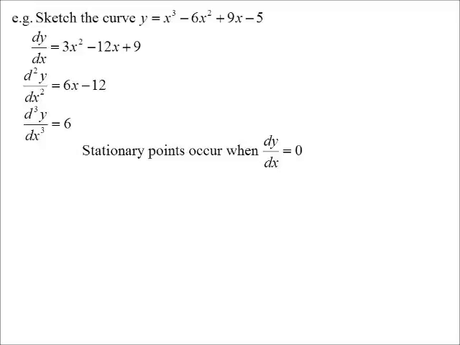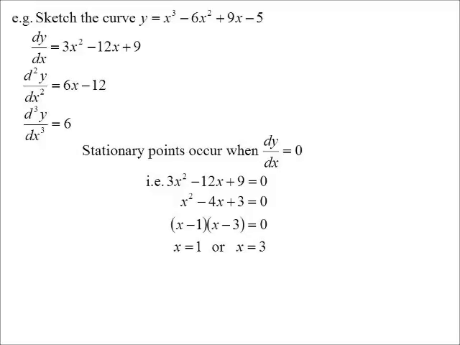Well, it's the same sort of idea. Why am I solving this equation? Well, there's my reason. I'm solving this equation because stationary points occur when the derivative is equal to 0. Solving that equation, 2 possibilities there, 1 and 3. So let's investigate.